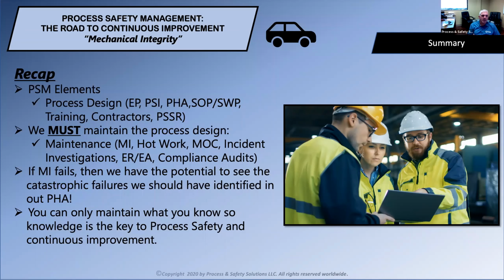You can only maintain what you know. So knowledge is the key to process safety and continuous improvement. We can't maintain processes and equipment if we don't know what the process safety information is on that equipment. So making sure we have that knowledge, like I said earlier, is important as well.